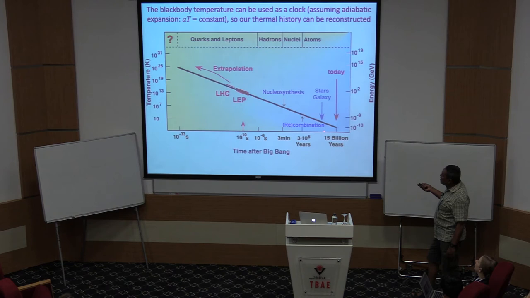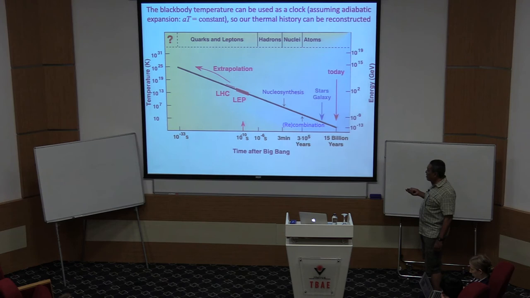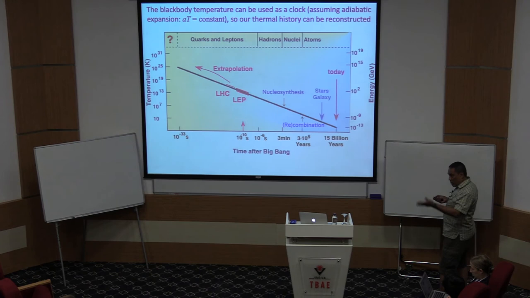And then fast forward, you know, best part of 15 billion years to today, right? So we can use the black body temperature today, where we measured this black body temperature 2.726 plus minus 0.02. We can use that now as our clock, because we have learned to relate the temperature to the scale factor to the time, right? And therefore, we can reconstruct our thermal history.